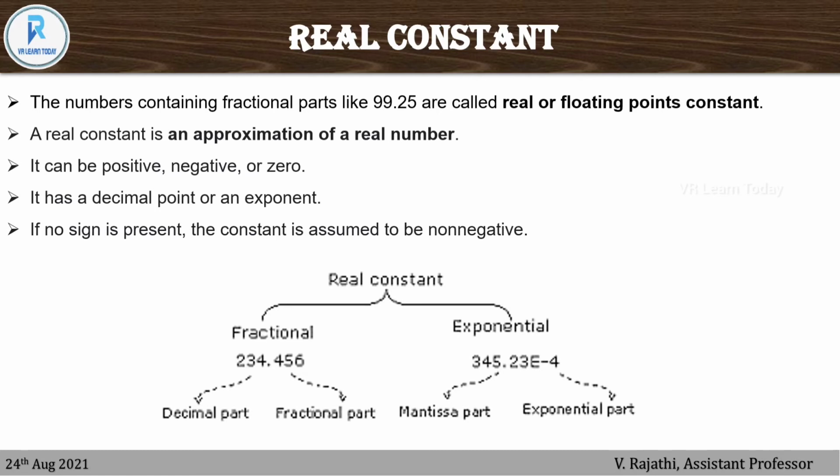So this is called a real constant. It has a decimal point or exponent. If no sign is present, the constant is assumed to be non-negative. So a real constant is divided into fractional and exponent forms. The fractional form is divided into decimal part and fractional part, and the exponent form has a mantissa part and an exponential part. Okay.